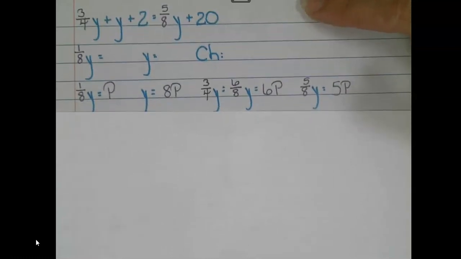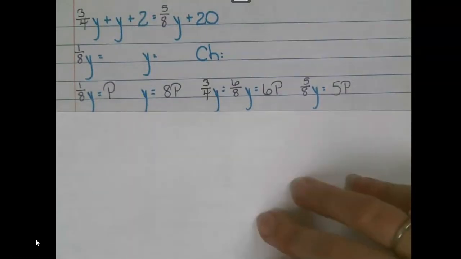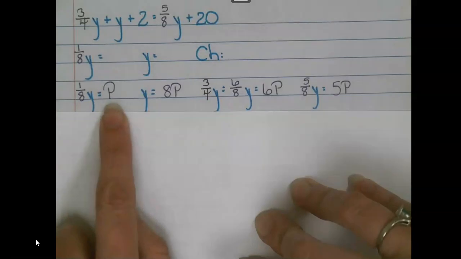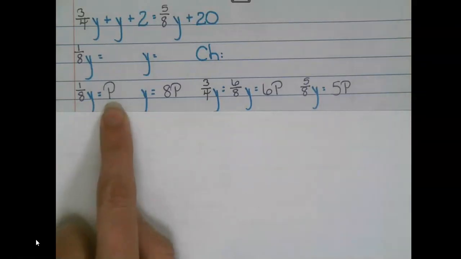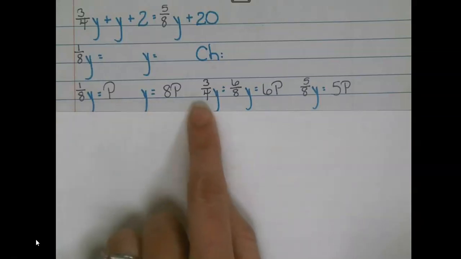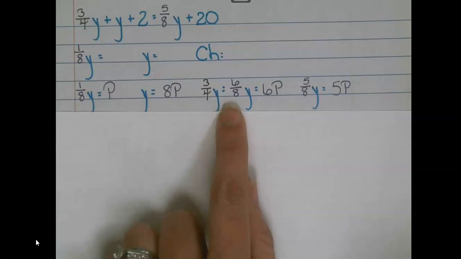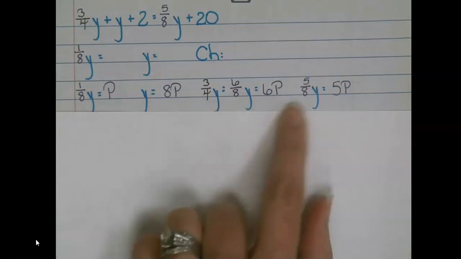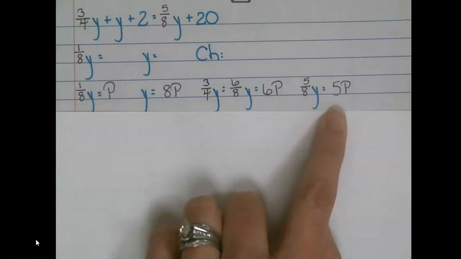All right, so just as before, we are going to represent our fractional values with letters. And 1/8 of y is going to be represented by the letter P for partition. So that is the number of equal parts that our whole is partitioned into. So 1/8 of y equals P. Y would then equal 8P. 3/4 of y is equivalent to 6/8 of y, and that would be 6P. And 5/8 of y is equal to 5P.